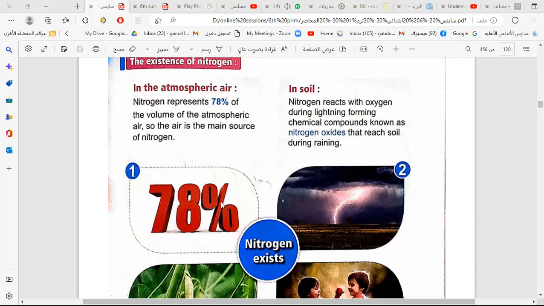By lightning. When lightning happens in the sky, when the storms and the rain happen, there is lightning and thunder. When the lightning happens, what happens? The lightning is a strong electric energy. Nitrogen combined with oxygen, making nitrogen oxide, which reaches the soil with the rainwater.